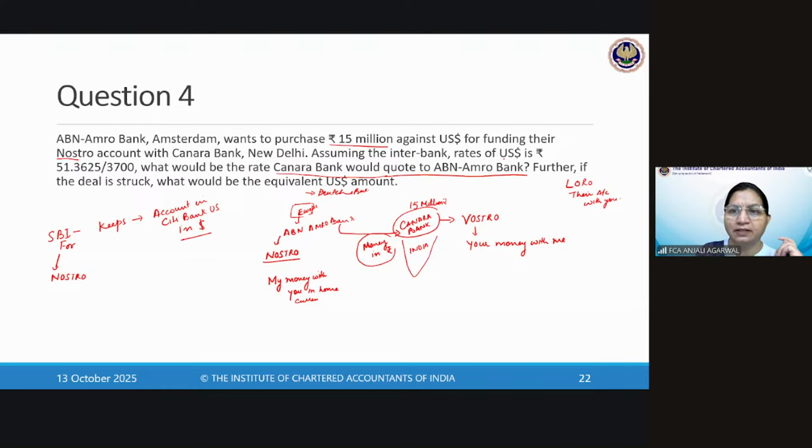And assuming that the interbank rates are this, interbank rates. So Canara Bank has to sell. Think about Canara Bank as a merchant. It is his requirement to sell. So interbank rate, he is the seller. For a bank merchant to be a seller, which rate is applicable? 51.3700.